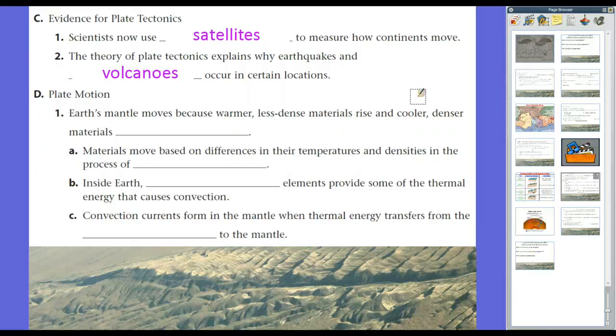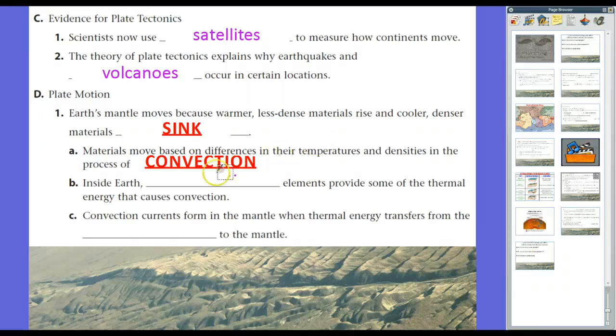Why does this happen? Well, the Earth's mantle moves because warmer, less dense material rises and cooler, dense materials sink. Materials will move based on differences in their temperatures and densities in the process we call convection. Remember, there are three types of heat transfer. There's conduction, where something touches something else and heat is transferred. There's radiation, where you don't need to touch. The infrared heat waves, the electromagnetic waves, will move through a vacuum. That's how we get warmth from the sun. Then we have convection, where molecules move because of the movement of the heat.